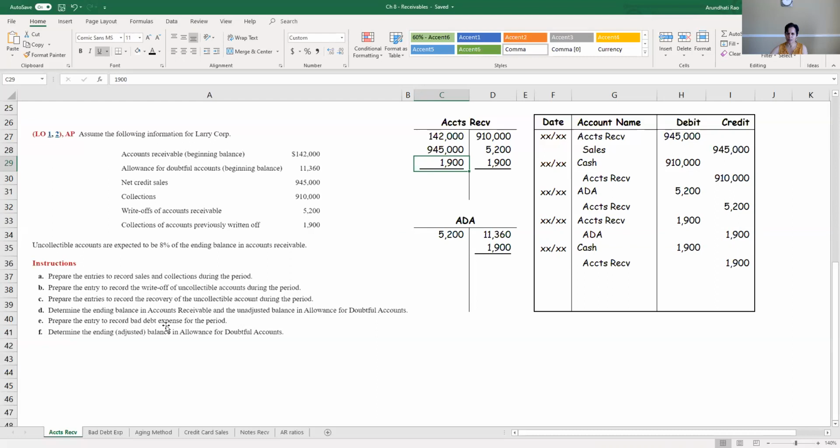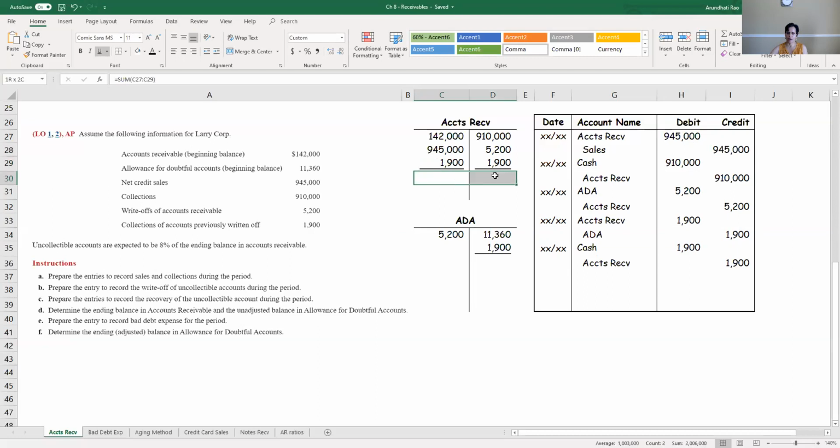Now the last thing we have to do is we have to record our journal entry for the bad debt expense. We want our allowance for doubtful account to be 8%. Okay? We are saying that it's going to be 8% of this accounts receivable balance. The uncollectible account is expected to be 8%.